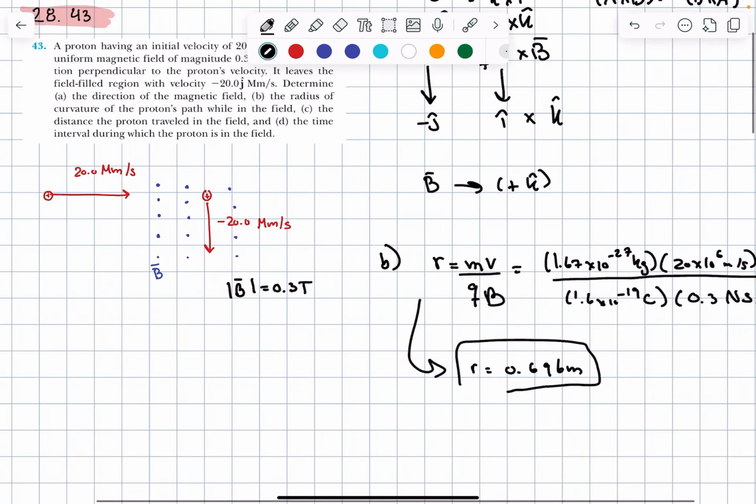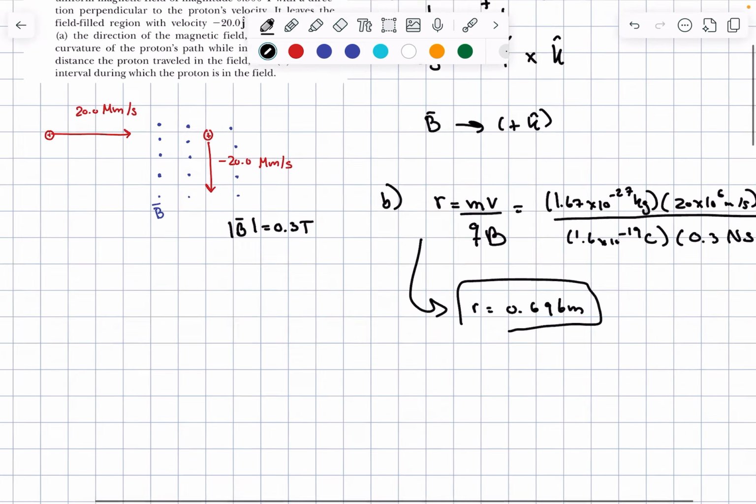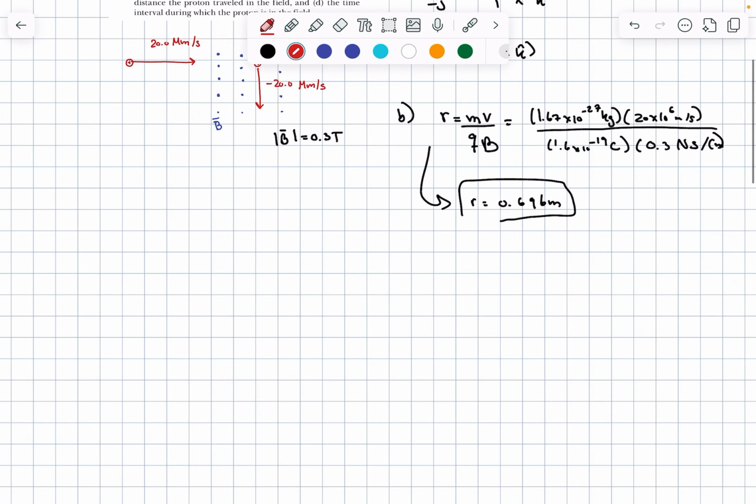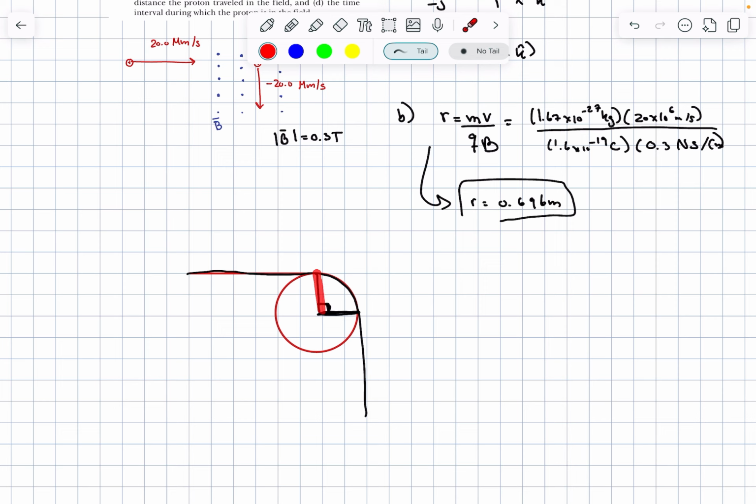C says, find the distance the proton traveled in the field. So let's think about this for a second. We have the proton coming in, and then it curves, and we can think of the curve as being part of this circle. Essentially, in black, we have the initial path, and then it's curving like this and exiting as so. So what we see is that it's actually completing 1/4 of this entire circle, right? And we figured out what R is, the radius of curvature, which is this.